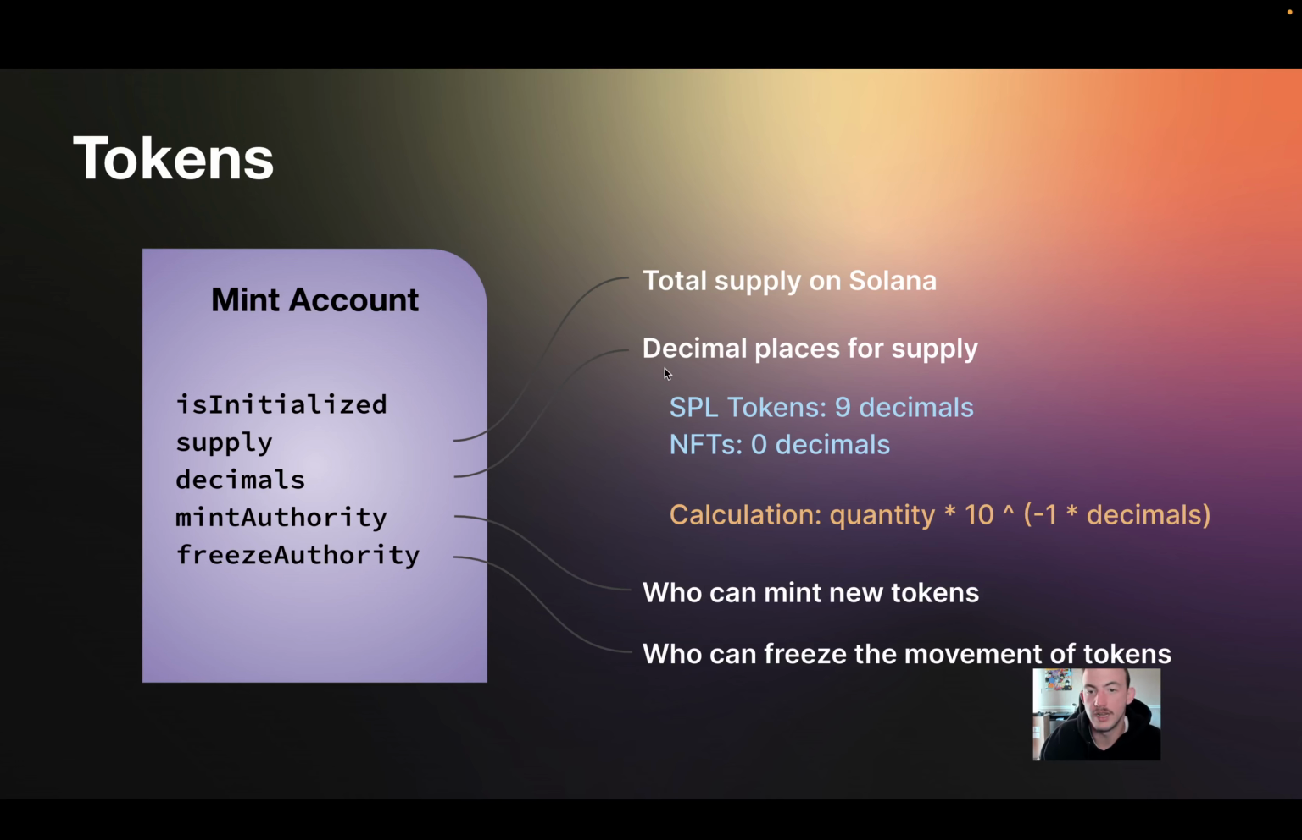Anywho, so going back to tokens. And then the authorities down there, pretty straightforward, right? So mint authority is the one who can mint new tokens, who can introduce new tokens into the supply. And freeze authority is the one who can actually freeze the movement of these tokens. And what that basically means is they can't be transferred, you can't create more of them, you can't do any of this stuff. It's frozen in place. So pretty cool stuff.